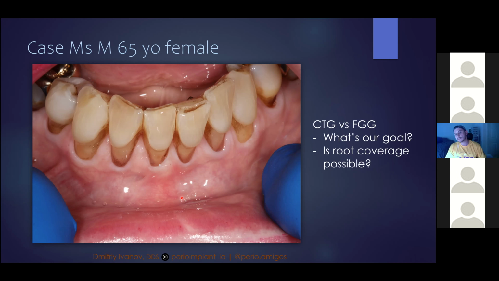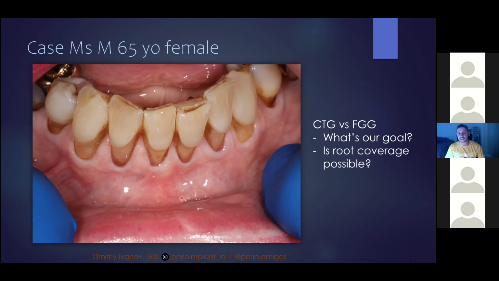And in Miller 4 defects, generally we cannot achieve 100% root coverage, nor any root coverage per se. So in the cases where my goal is not root coverage, I want to go for an augmentation procedure. An augmentation procedure is usually what it means. You are augmenting keratinized gingiva. You're trying to gain better quality tissue.